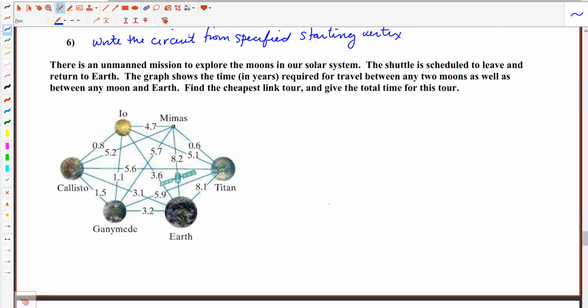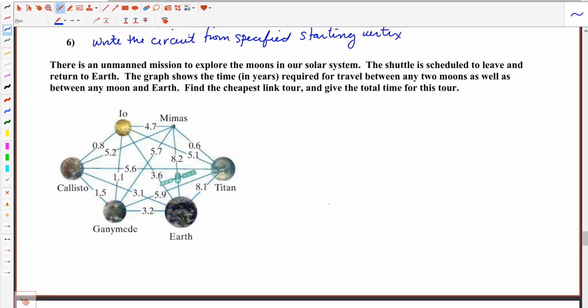There is an unmanned mission to explore the moons in our solar system. The shuttle is scheduled to leave and return to Earth. The graph shows the time in years required for travel between any two moons, as well as between any moon and Earth. Find the cheapest link tour and give the total time for this tour.